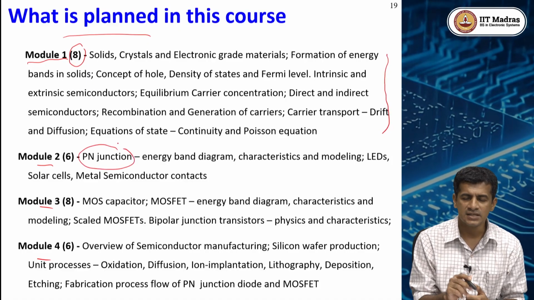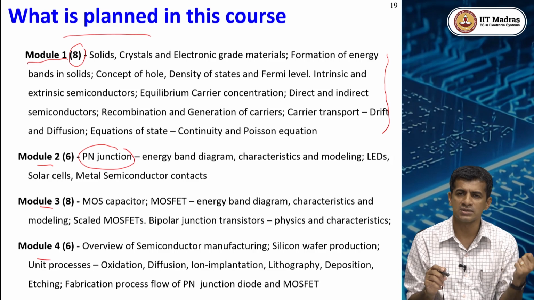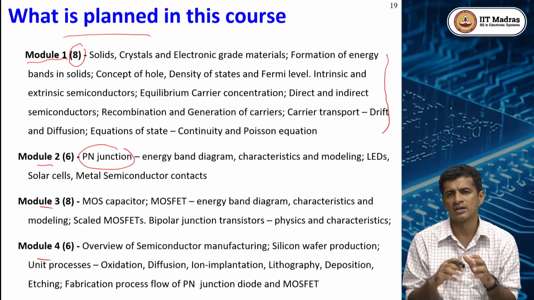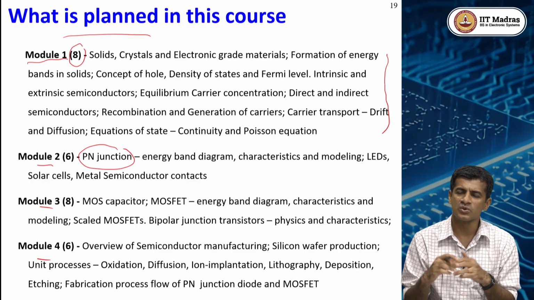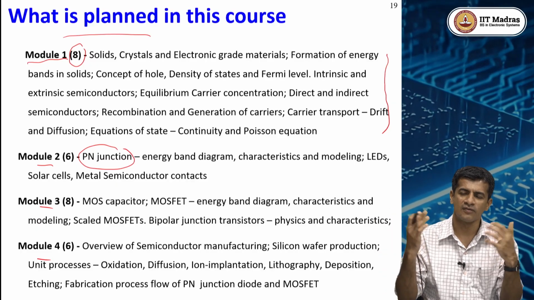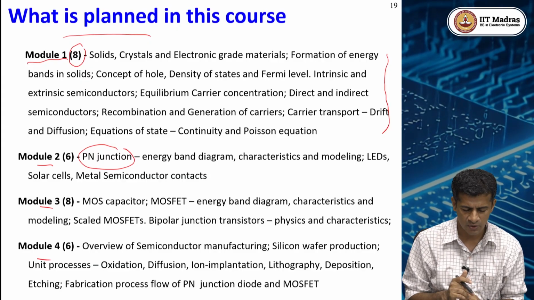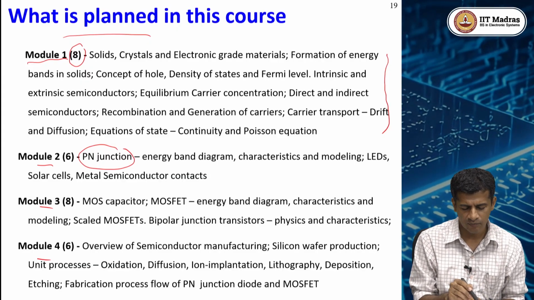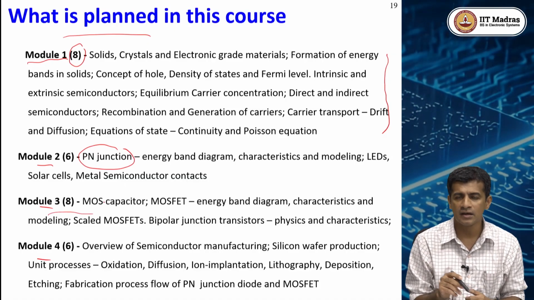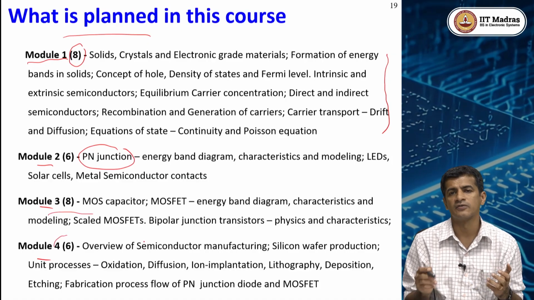In this course there are 2 main devices: one is the PN junction, the other is the MOS transistor. There is a lot of thrust given on these 2 devices. If you understand these 2 devices, you can go and learn other semiconductor devices on your own. That is why module 2 is entirely devoted to PN junctions, module 3 is entirely devoted to MOS transistors, and the last module is about manufacturing.